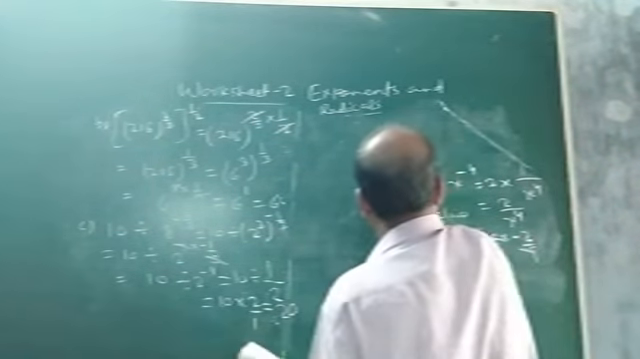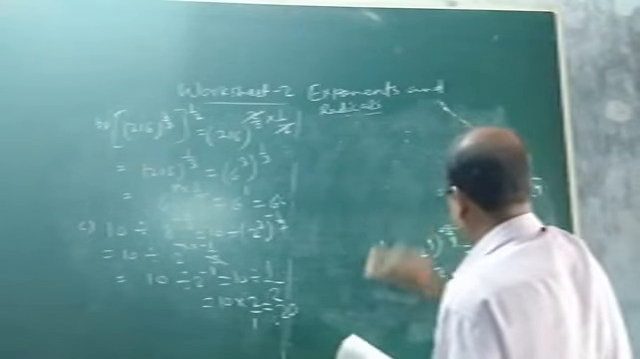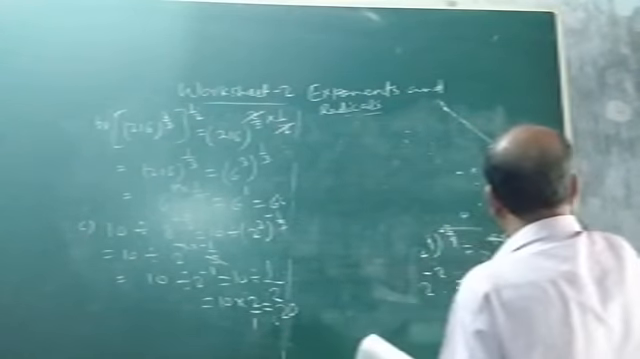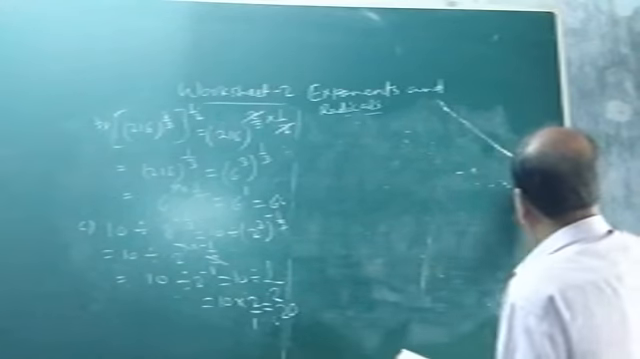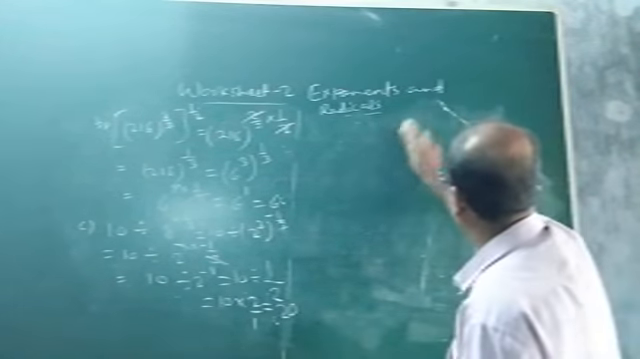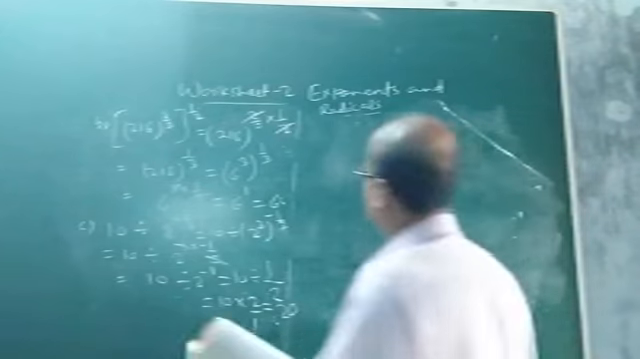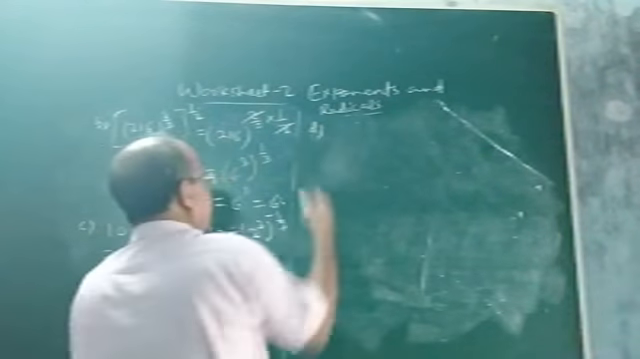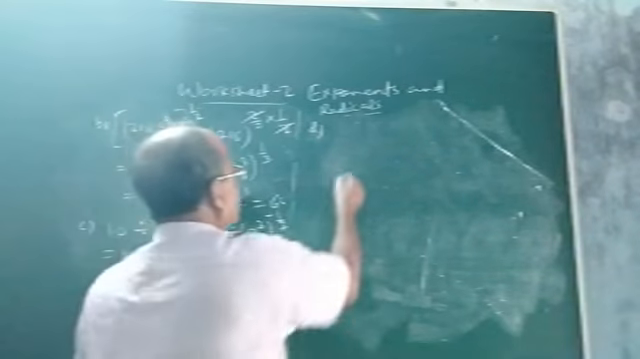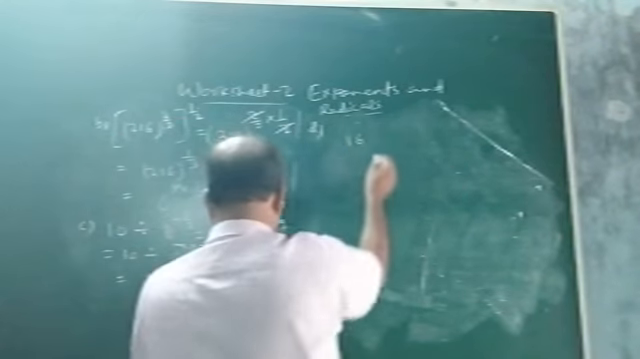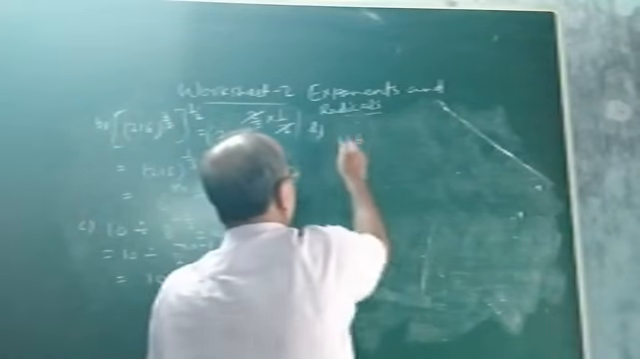Okay. Now let us discuss the next question. What is the next question? Let me tell you. The next question is your number B. See, 16 to the power 3 by 4.